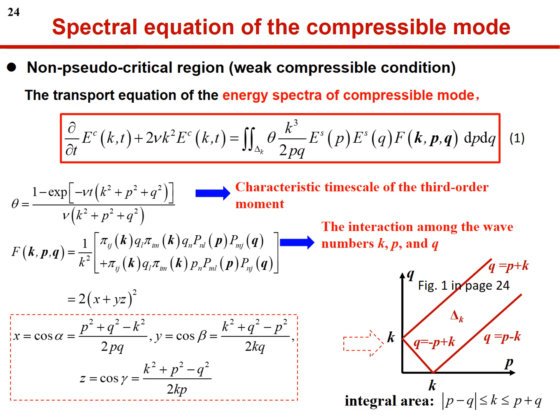The theta in the equation represents the characteristic timescale of the third-order moment. The function f includes the two projectors in the Fourier space and the wave number, representing the interaction among the wave numbers k, p, and q. The x, y, and z represent the three constant values of the triangle formed by wave numbers k, p, and q, as is shown in formula 2. And the integral area is expressed in this figure.